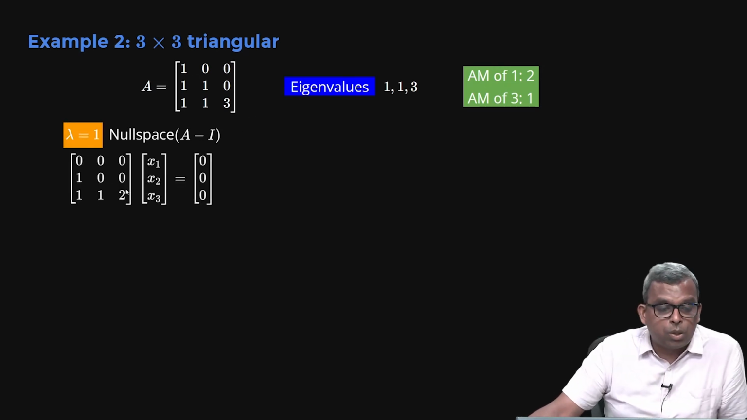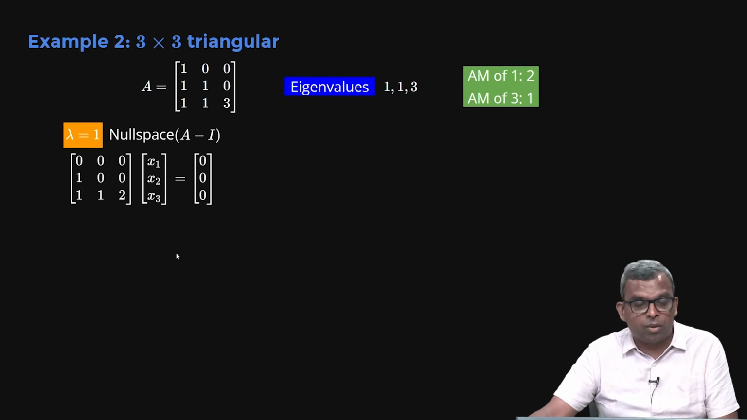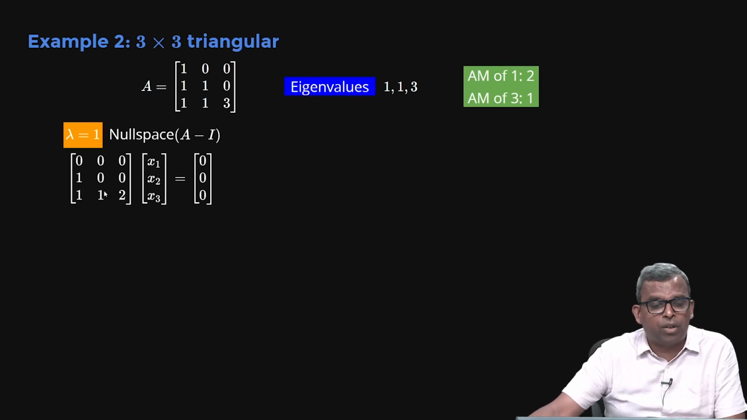If I do that, I get 0, 0, 2. Notice here this has rank 2, which means nullity is 1. So this null space has only dimension 1. I am going to get only one vector here, which will be the eigenvector. And here also you can figure out what it should be.